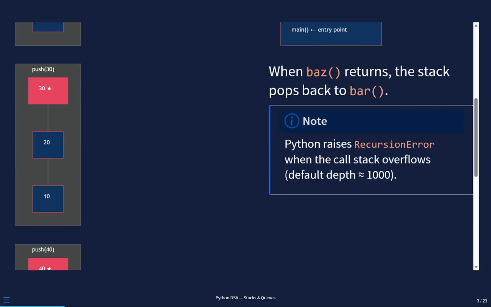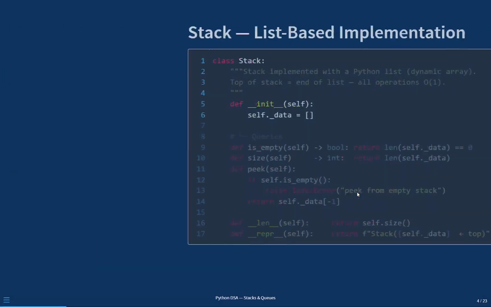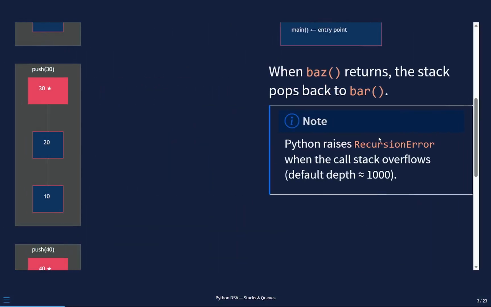A callout matters. Python raises RecursionError when the call stack exceeds a depth of about 1,000 frames. That default limit exists to prevent infinite recursion from consuming all available memory. It's the call stack, literally overflowing.